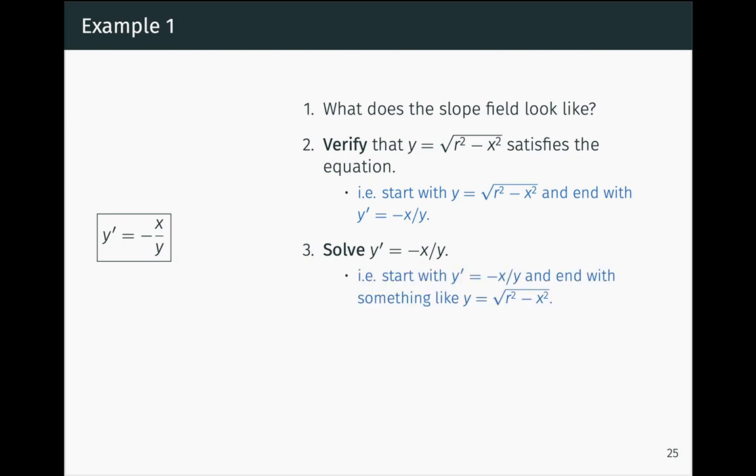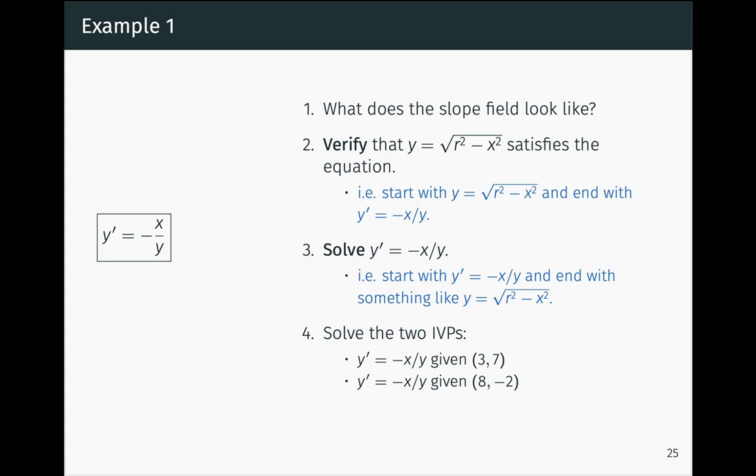3, solve y dash equals negative x over y. That means start with the differential equation and end with something that looks like y equals square root of r squared minus x squared. Part 4, solve the two initial value problems. So just those two, the same differential equation, just with two arbitrarily chosen points.